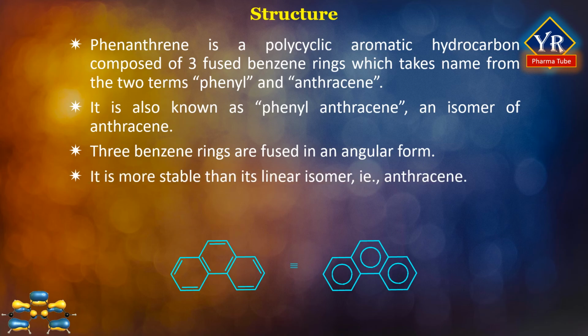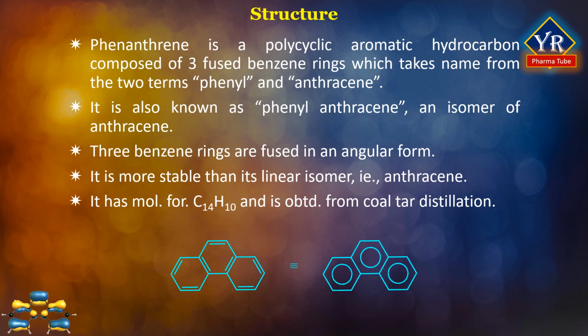Thus, it is more stable than its linear isomer, anthracene, because of the stabilizing hydrogen-hydrogen interactions between the C4 and C5 hydrogen atoms. It has molecular formula C14H10 and is obtained from the green oil fraction of coal tar distillation. The accepted numbering system for phenanthrene is as shown in the structure.